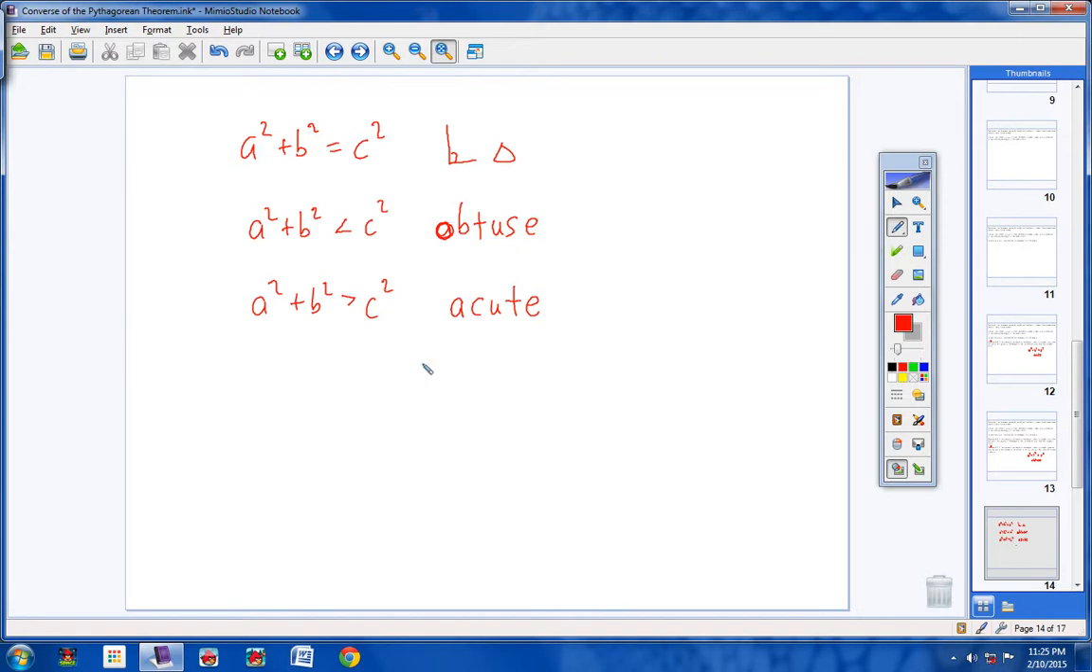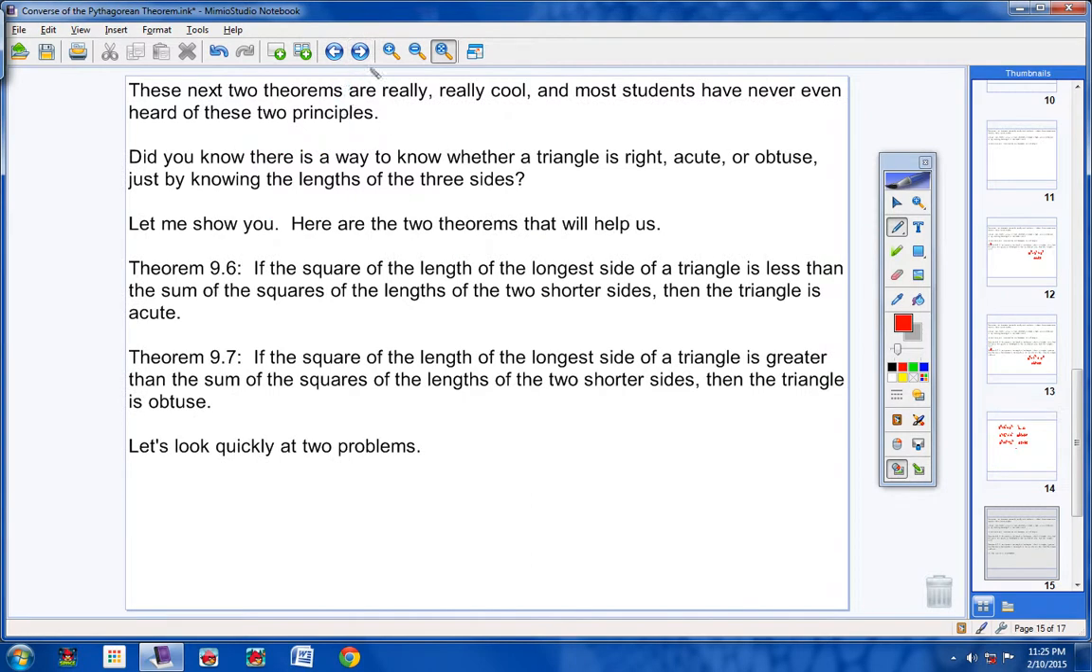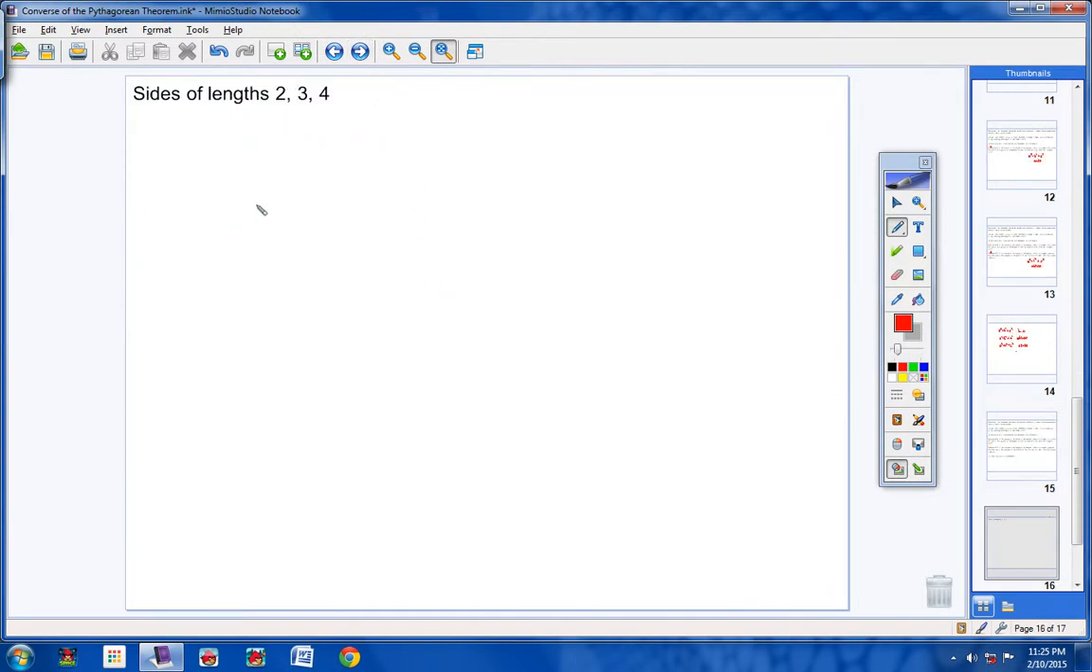Okay, so let's apply this to two problems, and then we're finished. Okay, here we go. Let's quickly look at two problems. Okay, copy this down. You can work ahead, or you can watch me. I want you to decide whether we have a right triangle, an acute triangle, or an obtuse triangle. Okay, so here we go.